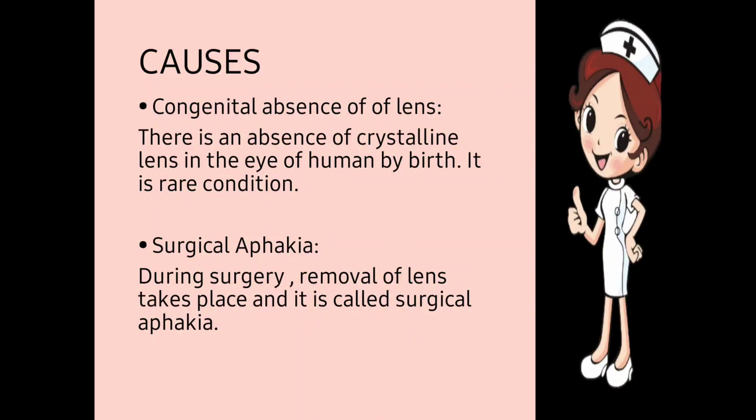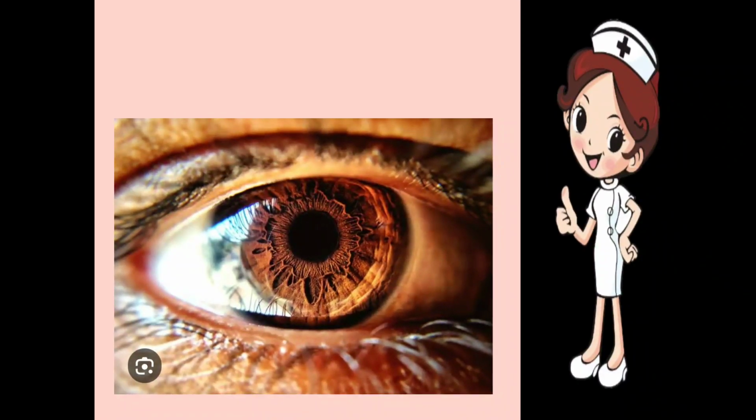Next one, surgical aphakia. During surgery, removal of the lens takes place, and it is called surgical aphakia. While doing surgery, if some complication takes place, we remove the lens from the eye of the patient. While doing cataract surgery, we remove the cataractous lens from the eye of the patient. That is known as surgical aphakia. In surgical aphakia, if we shine a torch inside the patient's eye, the pupil becomes black in color. No reflection will be seen in the eye.